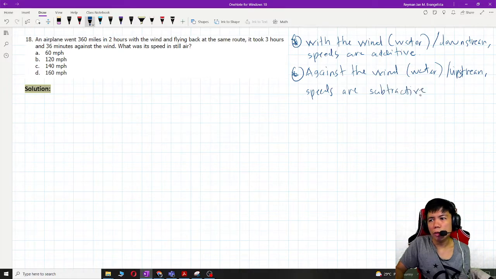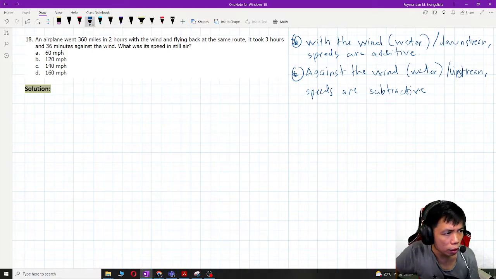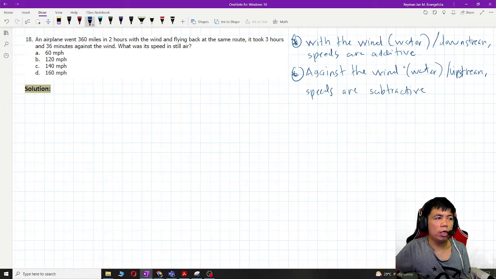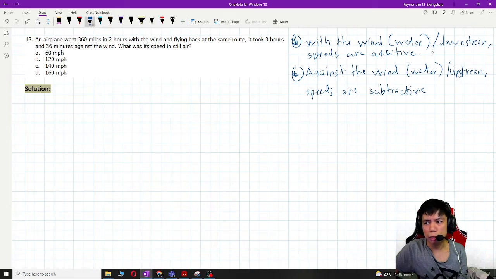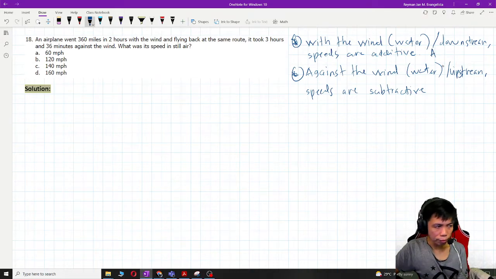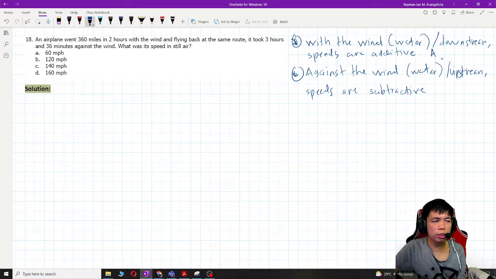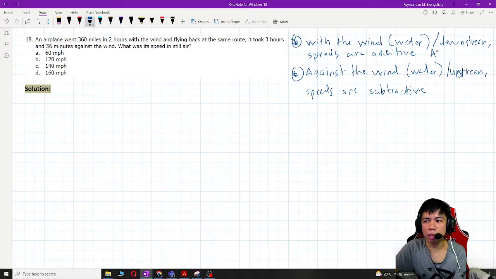Siyempre, ibig sabihin nun, i-minus mo lang yung mga speed. No? Halimbawa, yung speed ng airplane is A. Tapos yung speed ng water or wind is B. So the relative speed, with respect to the ground. Kumbaga, kung mayroong observer sa ground, ito yung na-observe na speed. So A plus B. Okay, dito naman guys sa again, so that is A minus B.